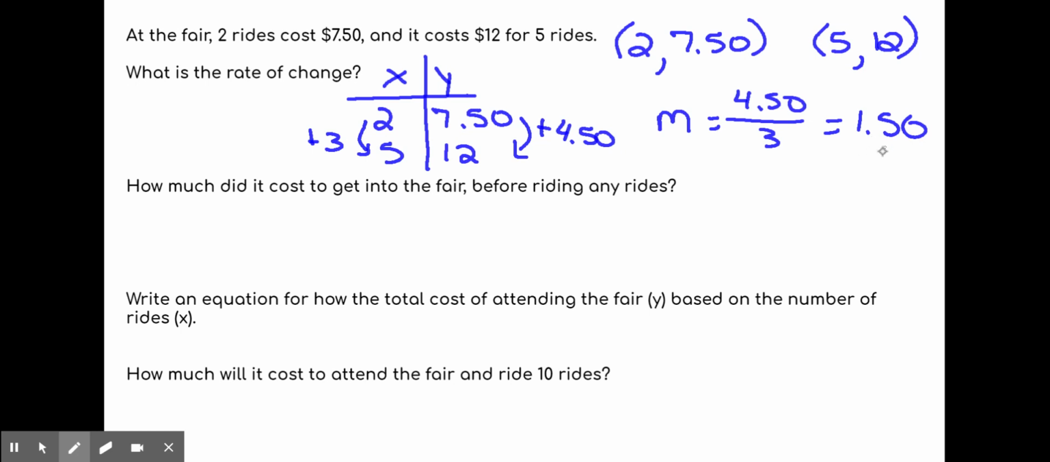So now we have m. Now we have 2 points. I want you to choose one of those points. And the next thing it says, how much did it cost to get into the fair before riding any rides? So here we're looking for what? We're looking for the initial value. So use the slope and one of the points and find b.